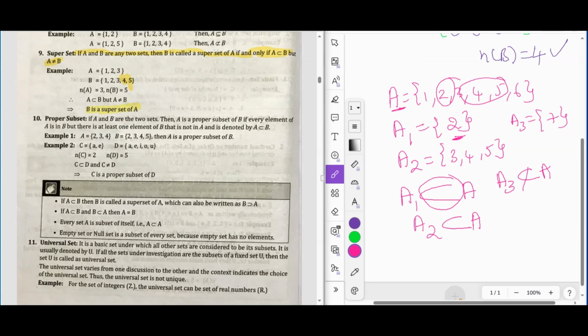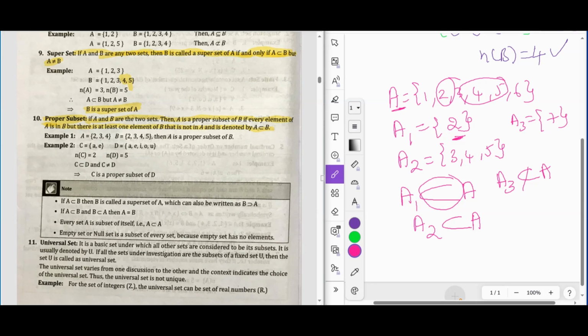What is a superset? For any two sets A and B, B is called a superset of A if and only if A is a subset of B, but A should not be equal to B. Then we have a proper subset. What is a proper subset? If A and B are two sets, then A is a proper subset of B if and only if every element of A is in B, but there is at least one element of B that is not in A, and it is denoted by A ⊂ B.